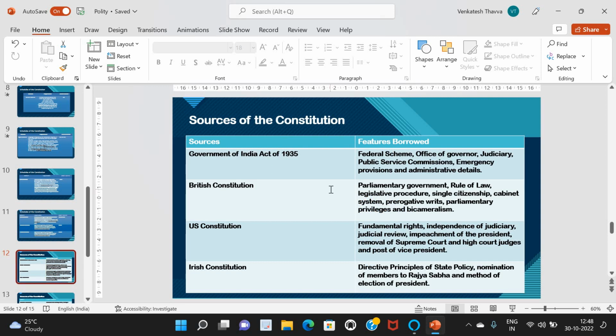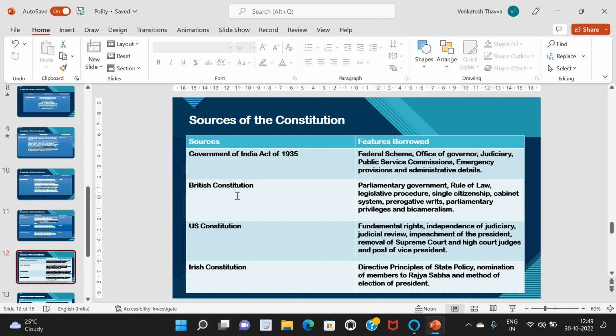Next, coming to sources of the Constitution. What are the sources of the Constitution? Sources and features borrowed. Government of India Act of 1935. From that, we borrowed Federal Scheme, Office of Governor, Judiciary, Public Service Commissions, Emergency Provisions, and Administrative Details.